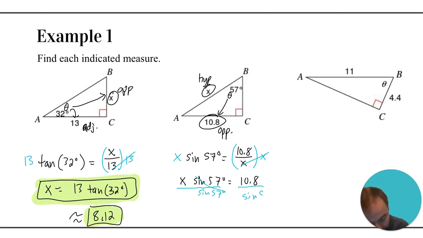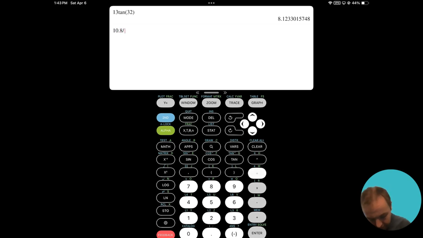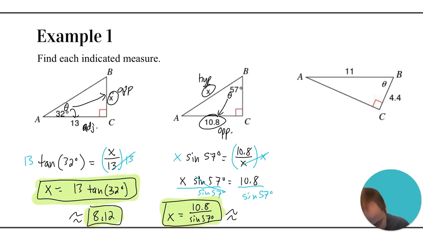And then right here, we're going to get sine of 57 degrees. So as an exact answer, x is going to be equal to 10.8 divided by the sine of 57 degrees. And then you'll want to get an approximation for that. So just use a calculator to be able to get that. And that divided by sine of 57 gives us an approximation of about 12.88 if I rounded to a couple decimal places, right? That would be the number of units for that.